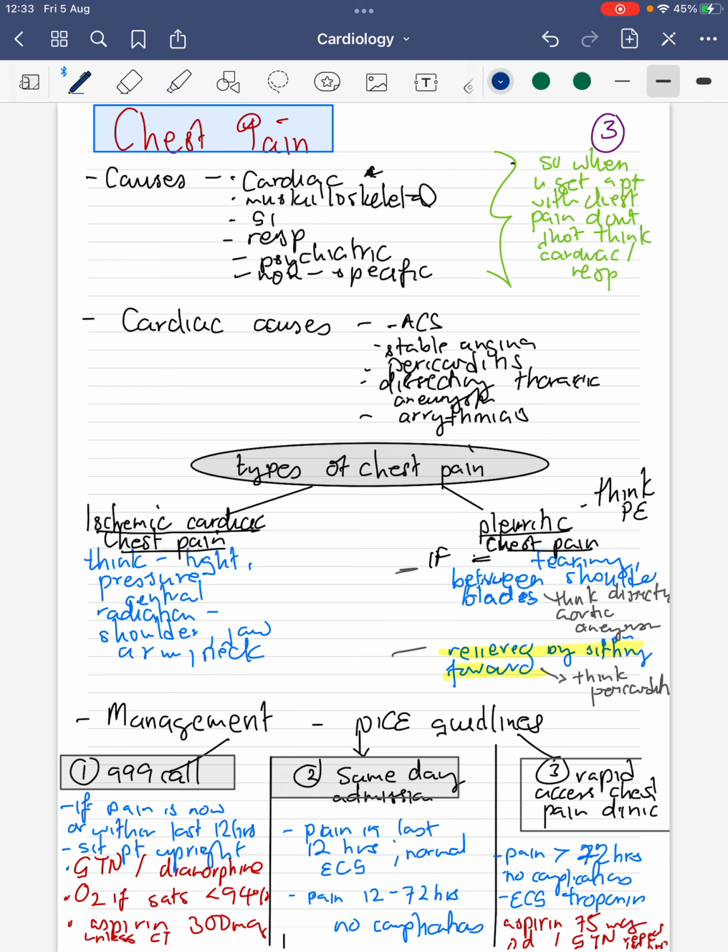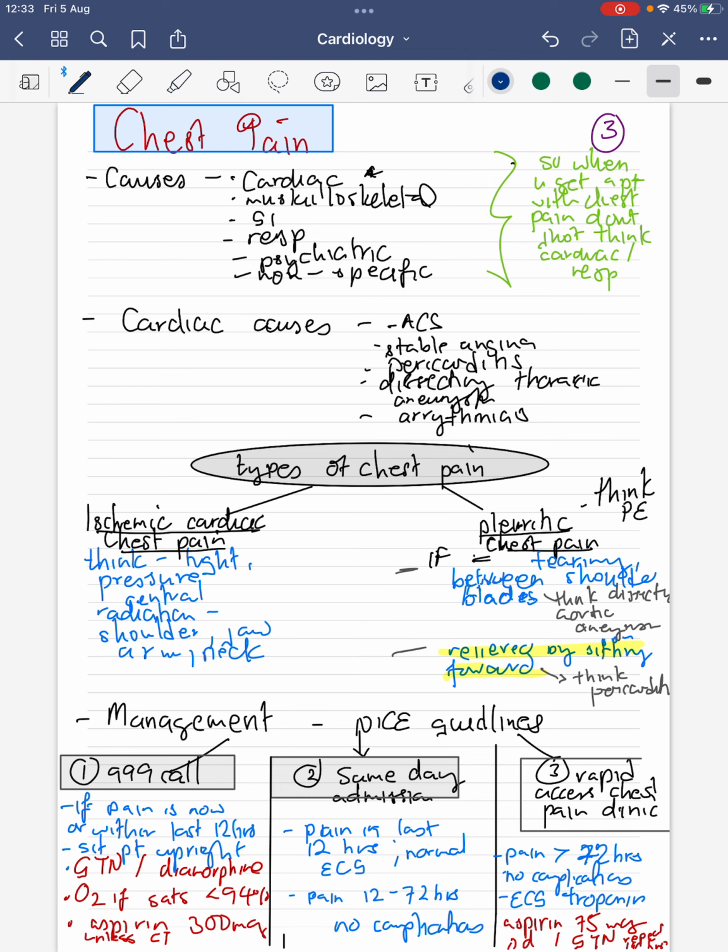If oxygen sats are less than 94%, we also want to quickly do a 999 call. And in this case, we can also give aspirin, 300 milligrams, unless it's contraindicated, of course. And then we want to do same day admission. If a patient has had chest pain, this is very critical. We want to do same day admission. So if the pain has been in the last 12 hours, we would do same day admission.